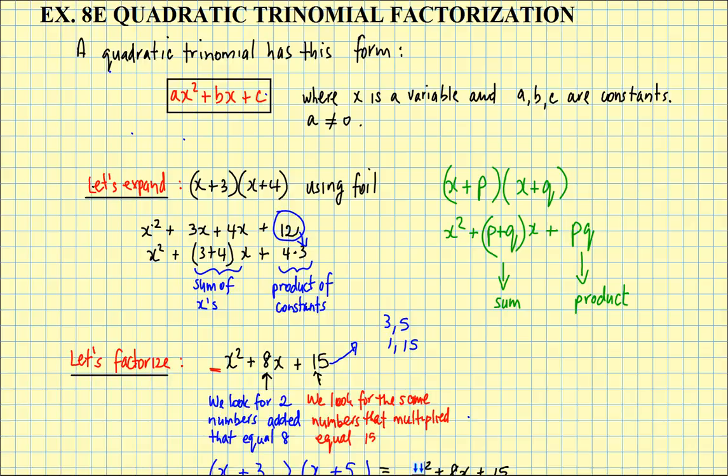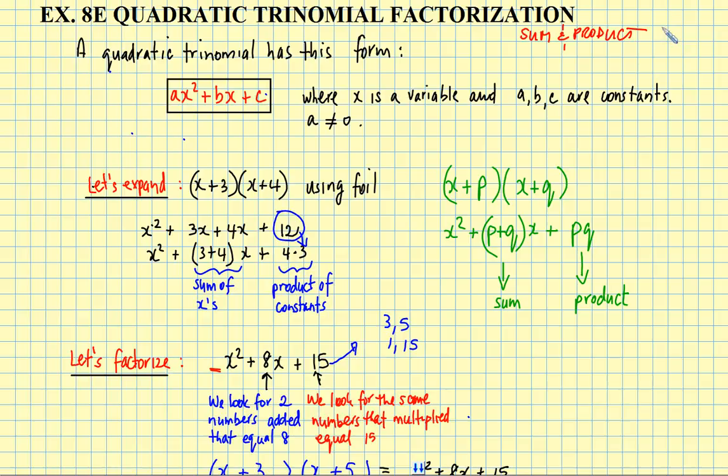Hi everyone, we're starting our next section, section 8E, on quadratic trinomial factorization, which is otherwise known as sum and product. Okay, so what we're going to be taking a look at today is a quadratic trinomial. A quadratic trinomial has the form of ax squared plus bx plus c.